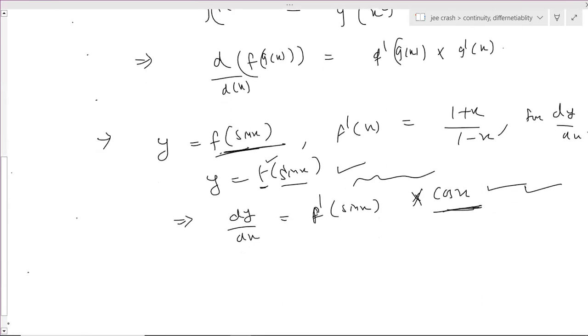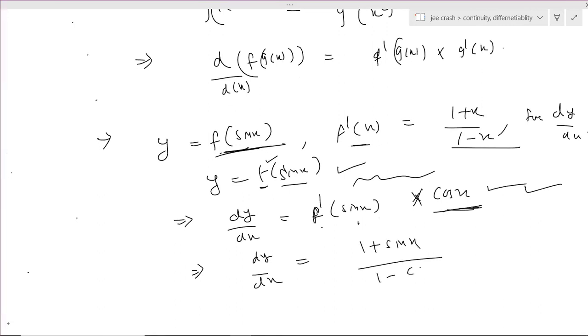You will score full marks in this topic, methods of differentiation. So dy by dx will be equals to f dash this. If f dash x is this, then in the place of x we can just put sine x, and you will get the answer. All right. I hope everyone is clear about this. This is called chain rule.